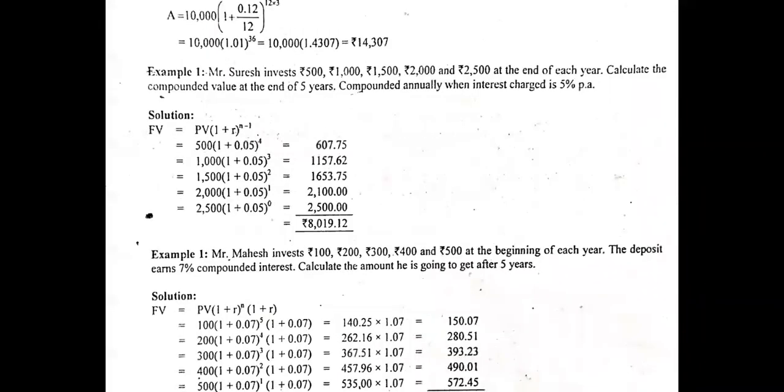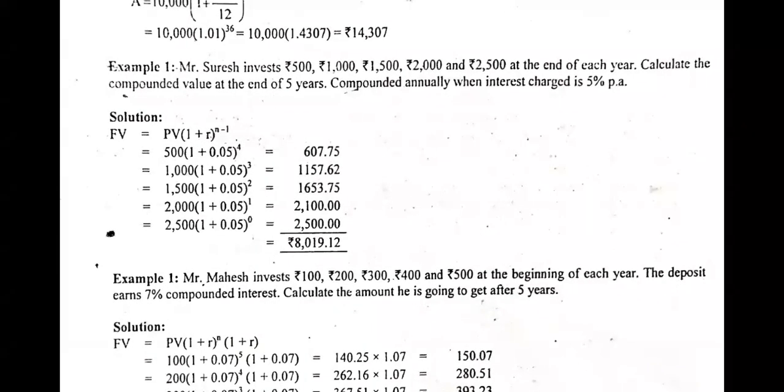Let us see one more problem here. Mr. Suresh invests rupees 500, rupees 1,000, rupees 1,500, rupees 2,000 and rupees 2,500 at the end of each year. Calculate the compound value at the end of 5 years, compounded annually, when the interest charge is 5% per annum. So he is investing all these amounts at the end of the year for 5 years, and we need to calculate the compounded value.